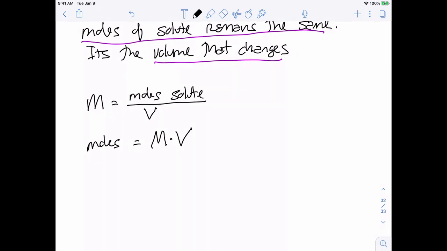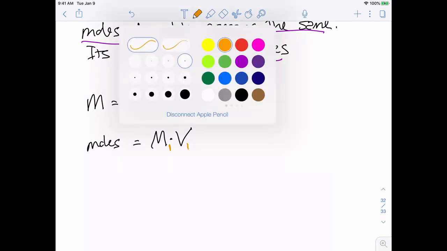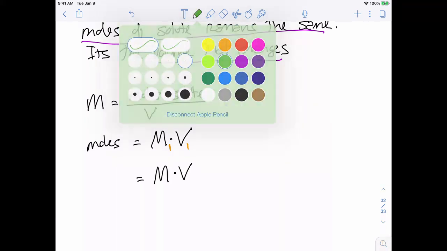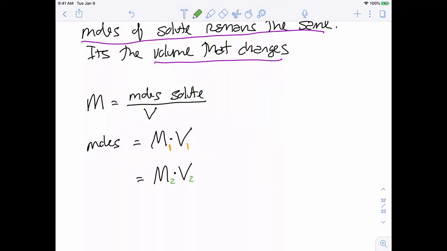So if I have my original solution, my original concentration, so I'm going to put a 1 there, and then my original volume, and then I'm going to dilute it. So I'm going to have a new concentration, it's going to be less. I'm going to have a new volume, it's going to be bigger, we're adding solvent to it, which is making my concentration smaller. I'm going to put some 2's here because it's my new volume, which is bigger. My new concentration, which is smaller, but we didn't mess with the number of moles. The number of moles did not change.